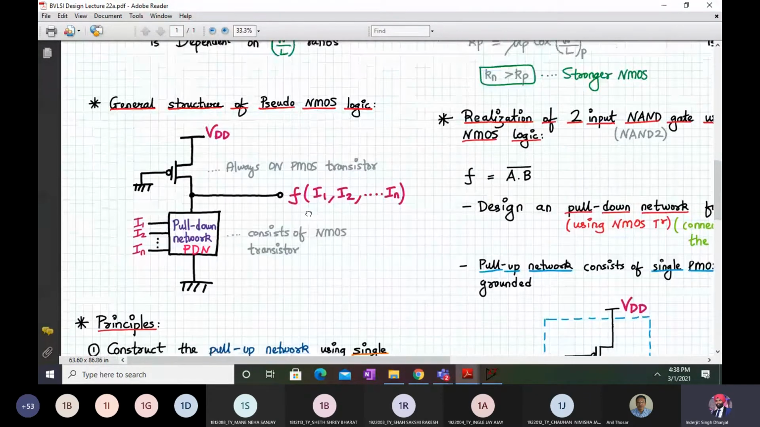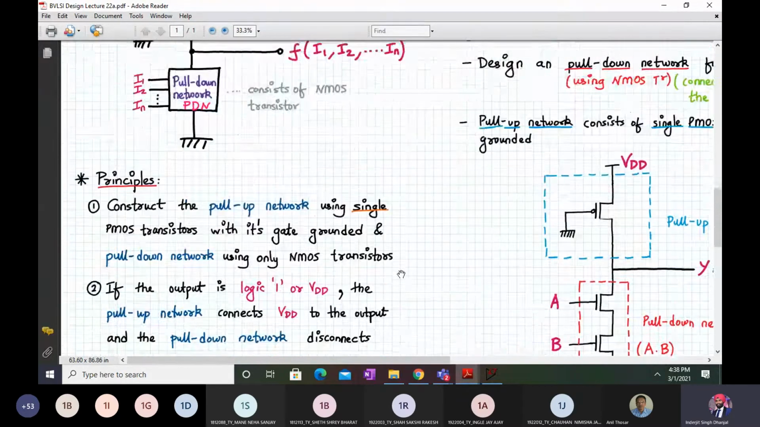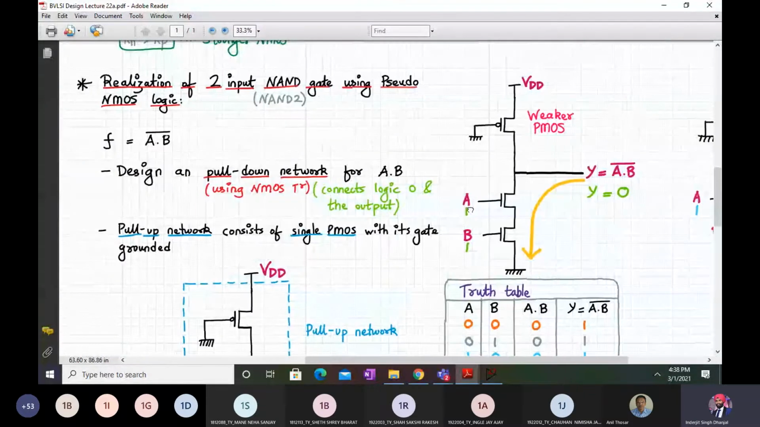Fine, and this we have seen before. This is the general structure for the pseudo NMOS logic. I will not repeat it again. You have a PMOS transistor which is gate grounded. Okay, this PMOS transistor will always be on. Okay, it cannot be turned off unless your pull down network is much stronger compared to the pull up network, and it is pulling the output node down. That's why I said the pull down network has to be stronger. Now, listen very, very carefully.